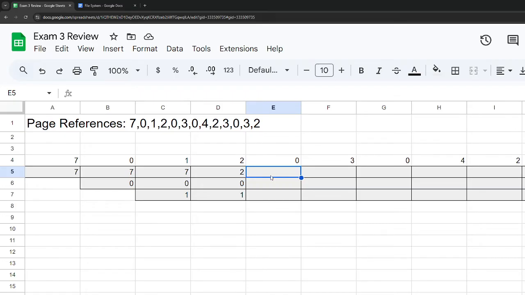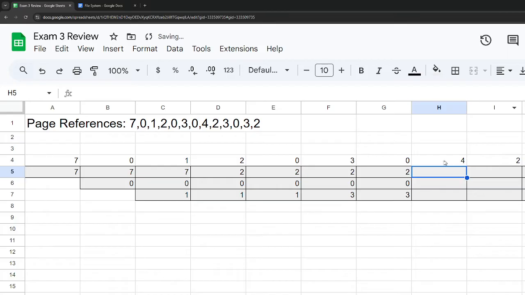Then we keep going. We see 0 is already in our queue, so we don't have to update it. It stays 2, 0, 1. And then we see 3. As we look past, we see that 1 is the farthest from 3, so we're going to update 1. It's now going to be 2, 0, 3. 0 is already here, so we don't have to update it.